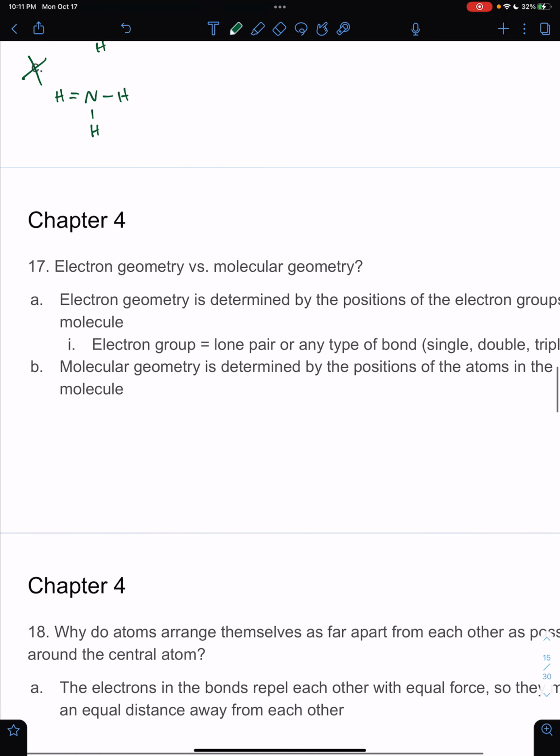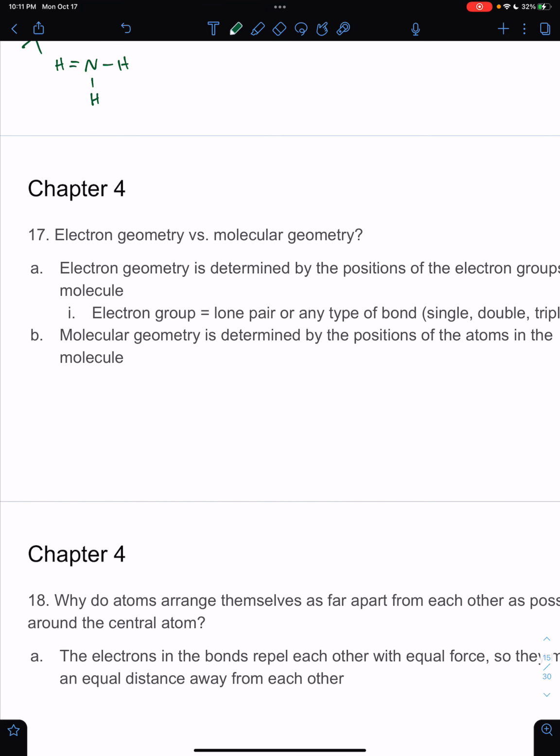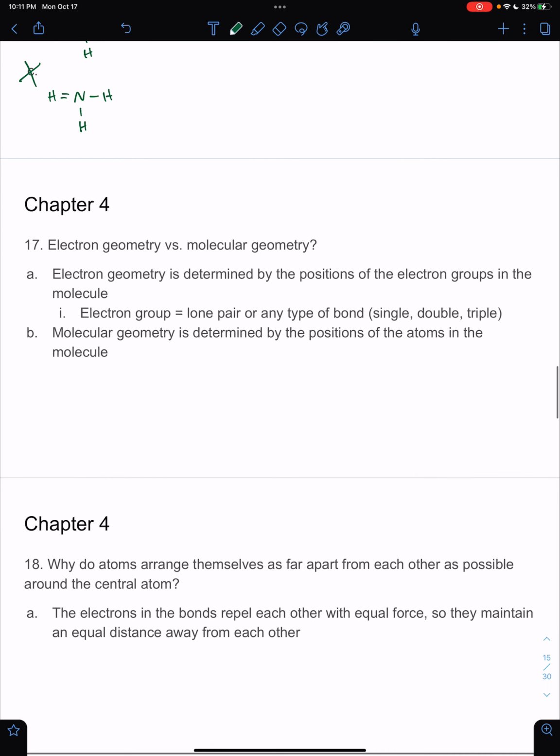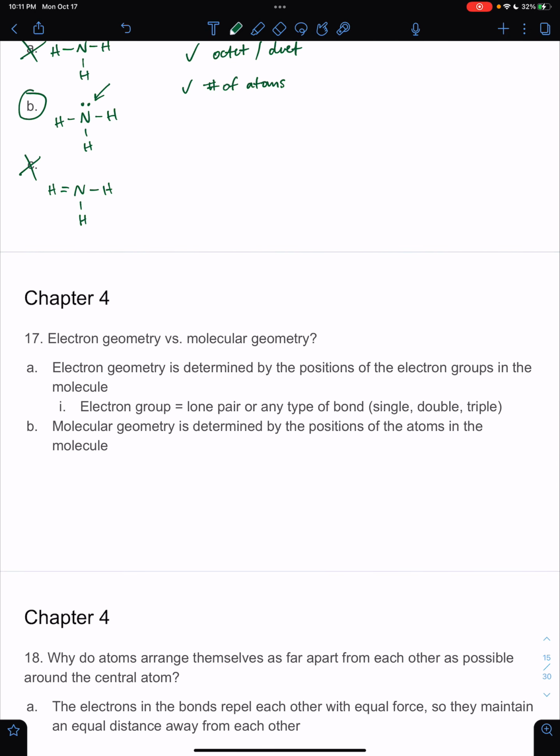Moving on to chapter 4 now. So this one says determine the difference between electron geometry versus molecular geometry. So this one again, just providing some information that might be helpful. Electron geometry is determined by the positions of the electron groups in the molecule. Molecular geometry is determined by the positions of the atoms in the molecule. So an electron group, remember, is a lone pair or any type of bond.